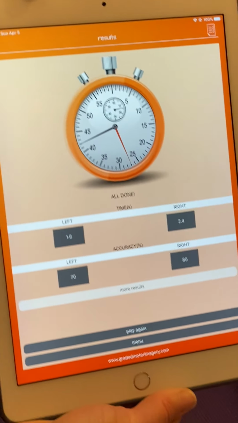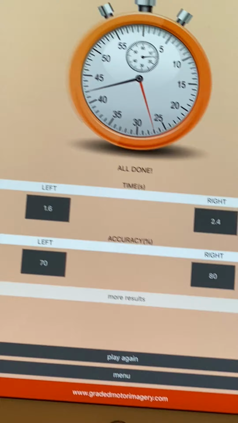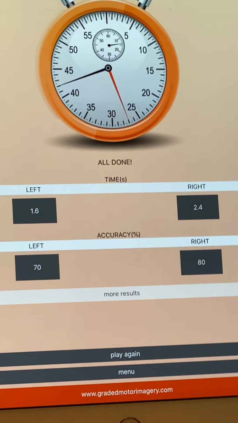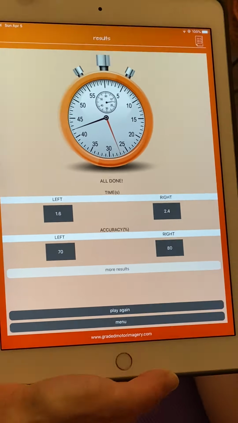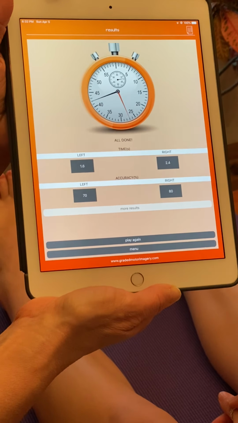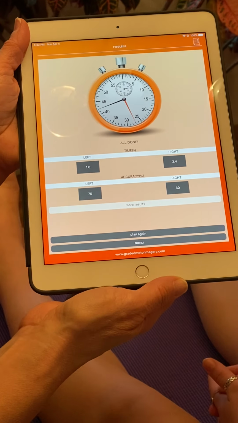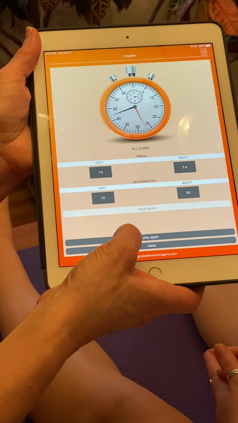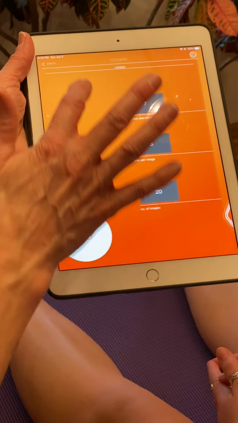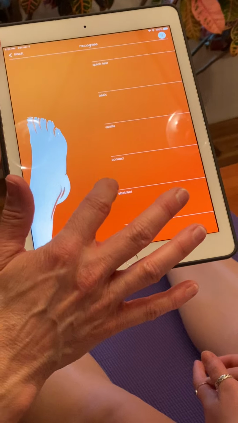Well, interesting. She scored reverse on the next level higher, but that's all right. We're just practicing here, so we'll keep going. Let's see how she scores on the highest one. That'll be interesting to see.